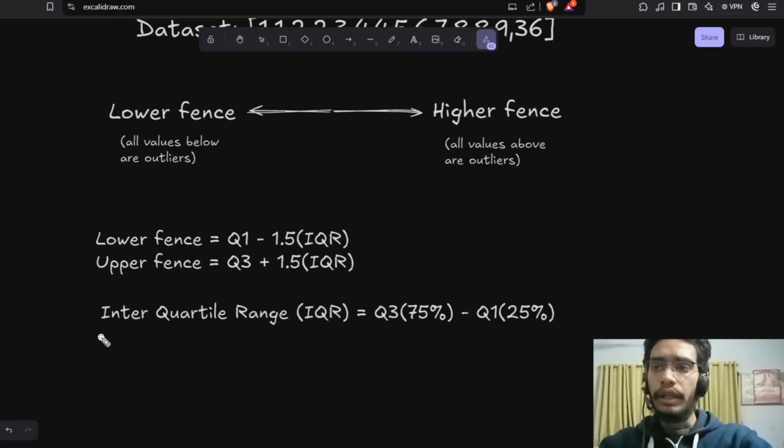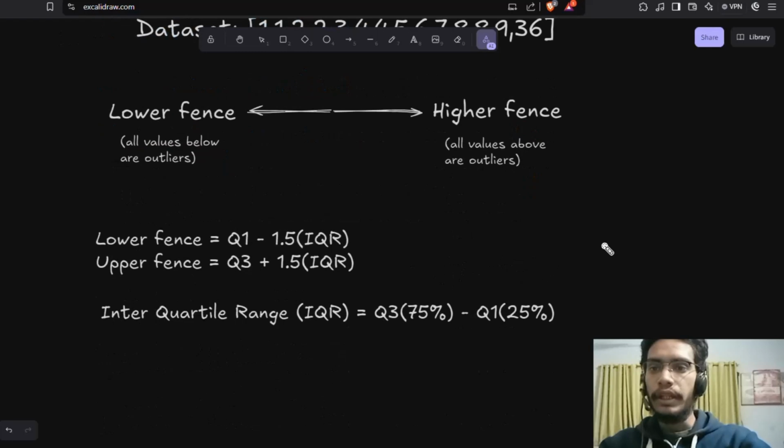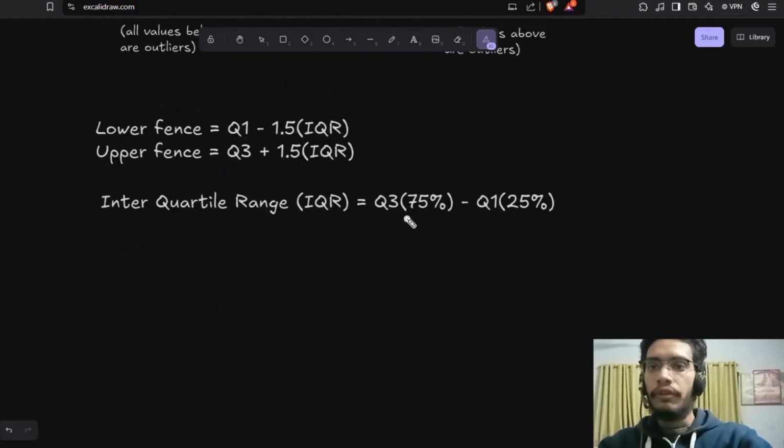Now, what is the IQR? IQR is the interquartile range. We have to subtract the 25 percent of the data from the 75 percent, so we subtract Q1 from Q3, and then we get the interquartile range. So let's calculate it. As we know that 36 is our outlier, we have to remove that. For this, first you need to calculate what Q3 and Q1 are.